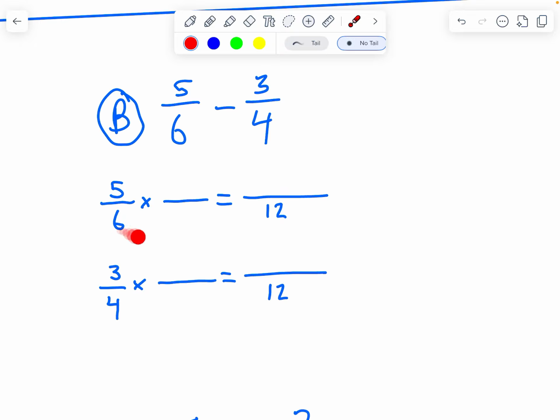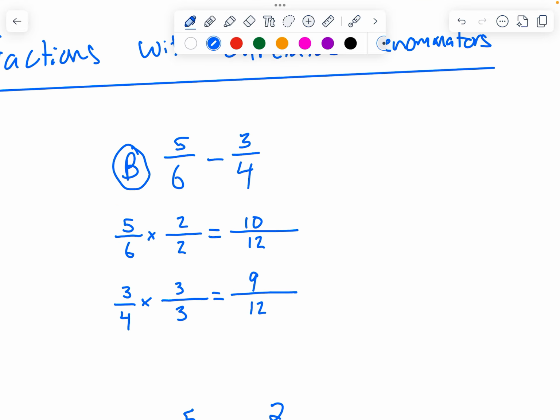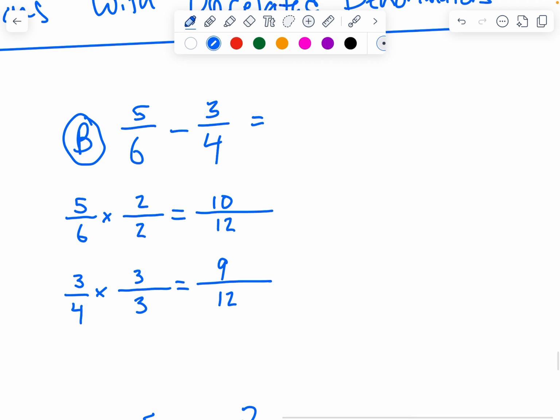So, what times 6 equals 12? 2. So this must be 2/2. And what times 4 equals 12? 4, 8, 12, 3. So this must be 3/3. These have to be wholes because we're trying to get equivalence. 5/6 is the same thing as whatever this is because we're timesing by 1. 3/4 will be the same thing as whatever this is because we times by 1. 5 times 2 is 10. And then 3 times 3 is 9. There we go. So now, okay, we can solve this.